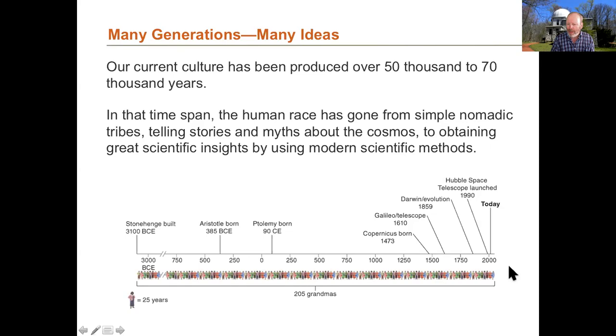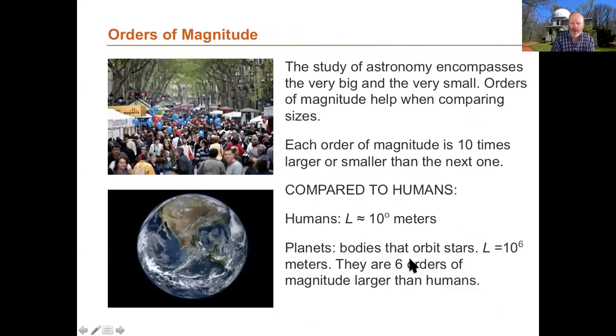But it's really been just in the last 500 years that what we know about the universe has really come alive in terms of how things work. But that's not that many generations. We've only had 25 or 200 generations, if you think about it as being roughly 25 years each to get from there to here.